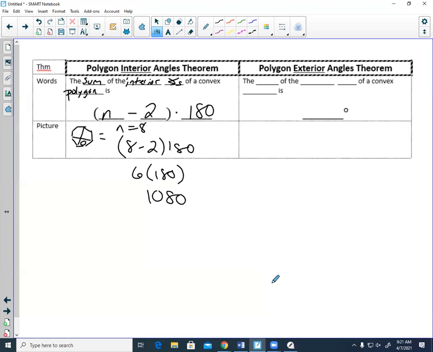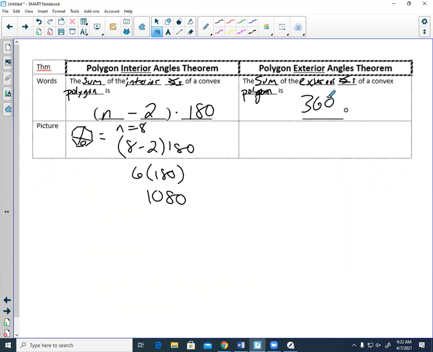The exterior angles theorem, this one's a little bit different. The sum of the exterior angles of a convex polygon is 360 degrees. This one is different because it's a lot easier. There is no formula for this one. If you see the words exterior angles, the answer is 360. Okay, exterior angles is 360.